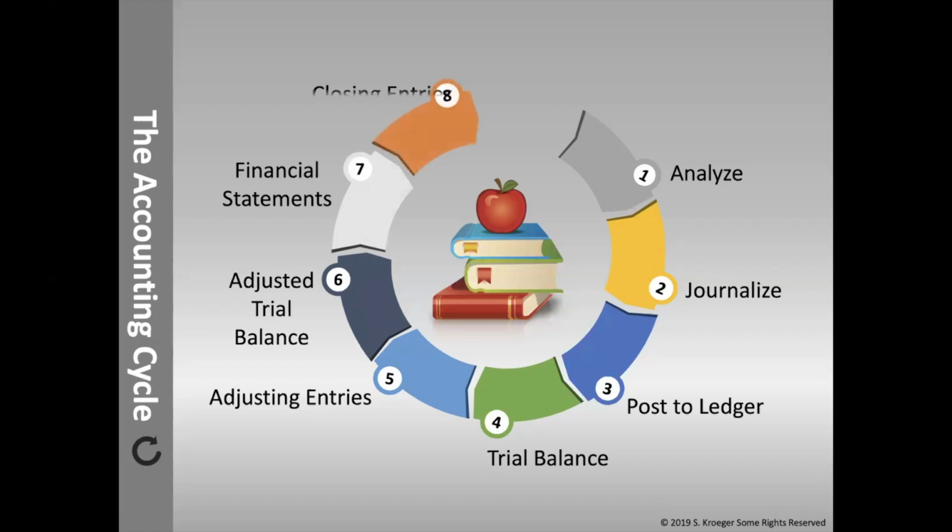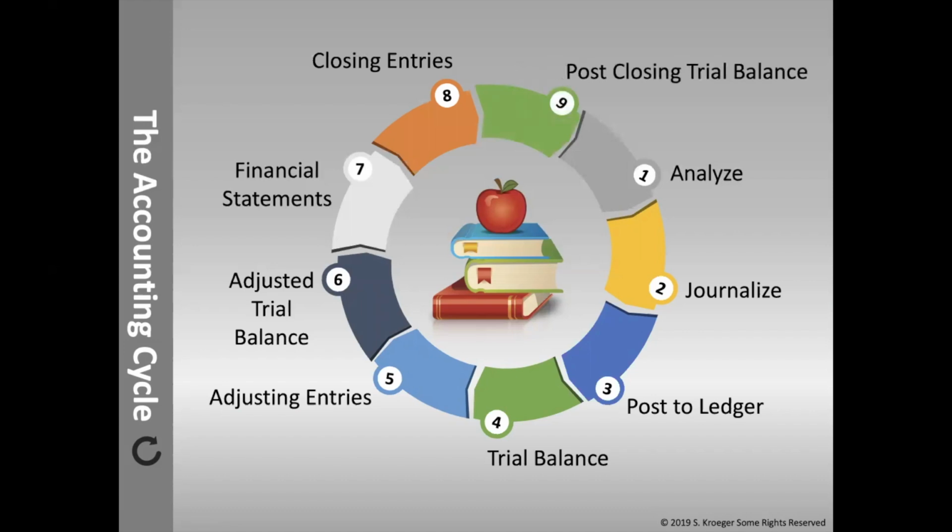Now we prepare the closing entries, which we just learned in this chapter. After the closing entries have been journalized, we prepare the post-closing trial balance, which is the final trial balance and our last step in the accounting process. That concludes the accounting cycle.